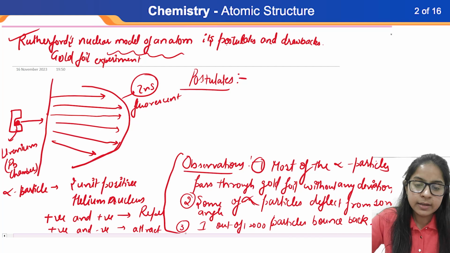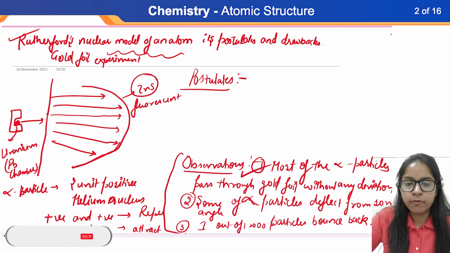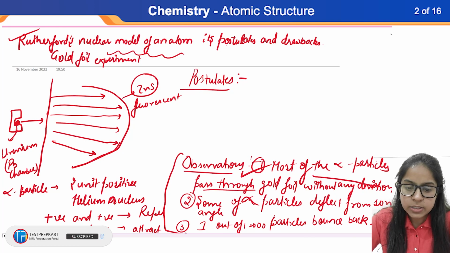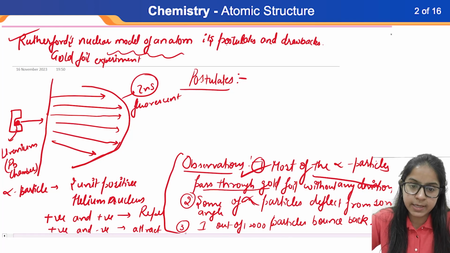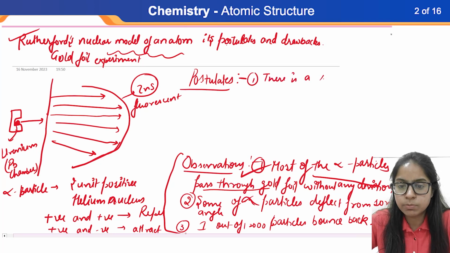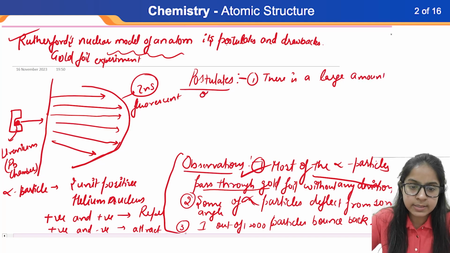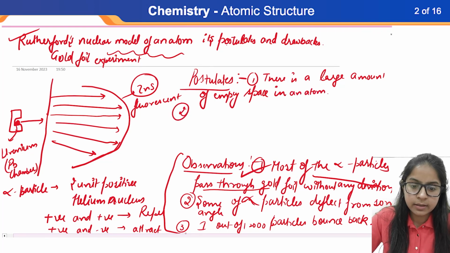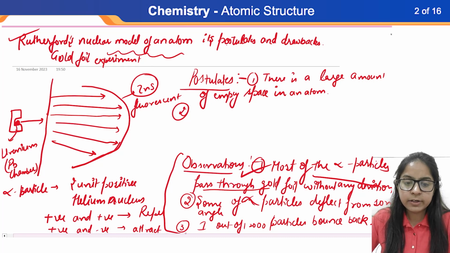He said that, on the basis of the first observation, if most of the alpha particles pass through the gold foil without any deviation, it means there is a large amount of empty space in an atom. Second, some of the alpha particles deflect through some angle.